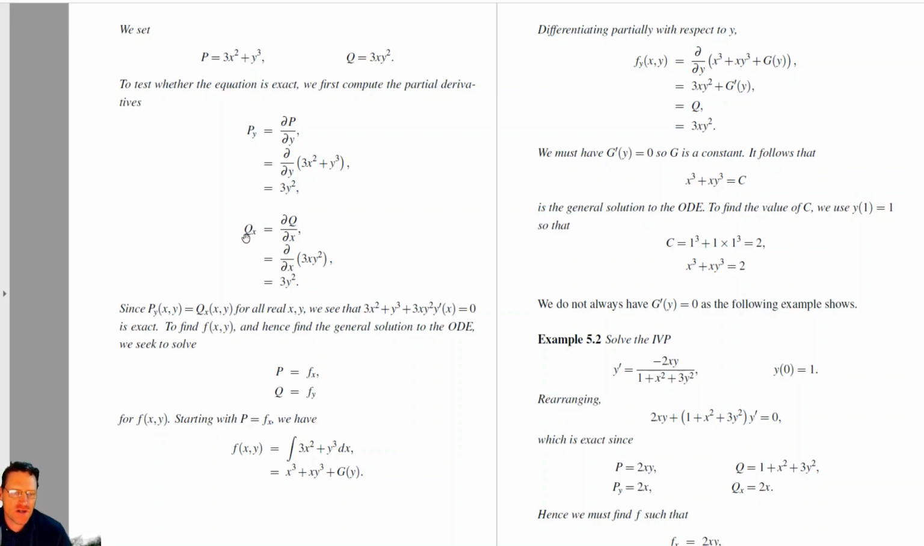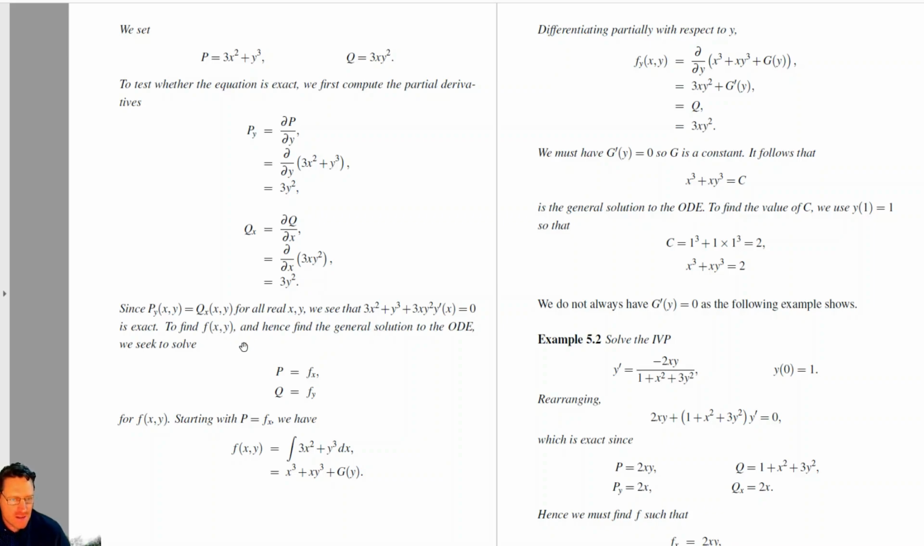Okay, moving on, differentiating q partially with respect to x. We're taking the derivative of 3xy squared with respect to x. That means we're treating 3 and y squared as constants, so we can pull those out to the front. And then look at the derivative of x with respect to x, which is just 1. So we obtain 3y squared as the derivative of q partially with respect to x. Now you can see straight away that those match, right? So we have p subscript y is equal to q subscript x. So we can say this equation is exact.